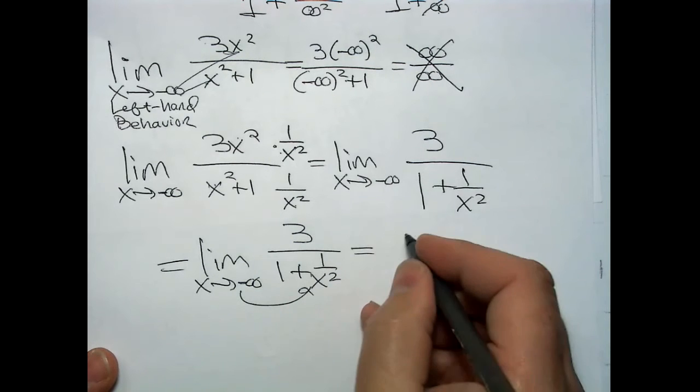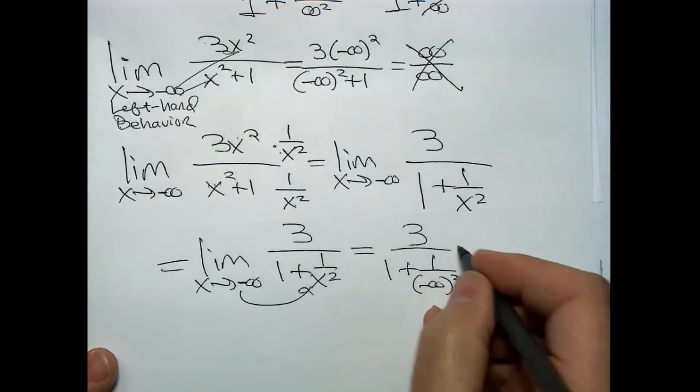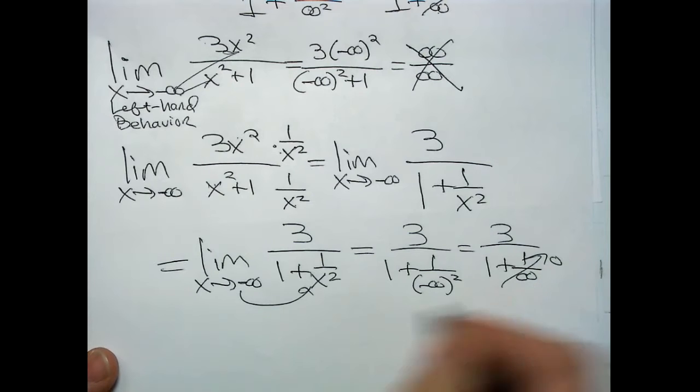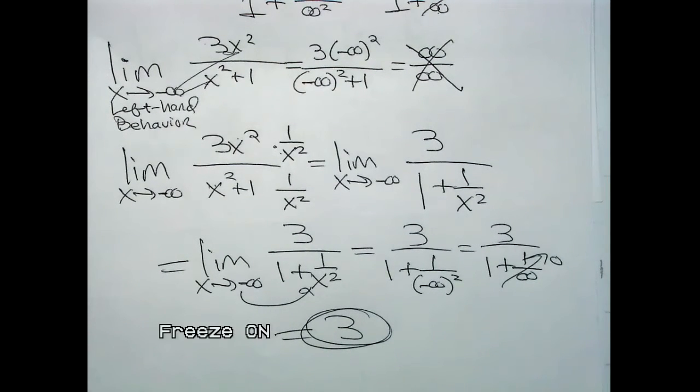Plug in your infinity, directly substitute, and you get this. Well, that's 3 over 1 plus 1 over infinity, which is 0, and that's 3 a second time. Okay. So far, everything has clearly stated to us that there is a horizontal asymptote straight across in both directions. If you get really big in one direction, you go to 3. If you get really big in the other direction, you go to 3. So that's a nice, solid horizontal asymptote.